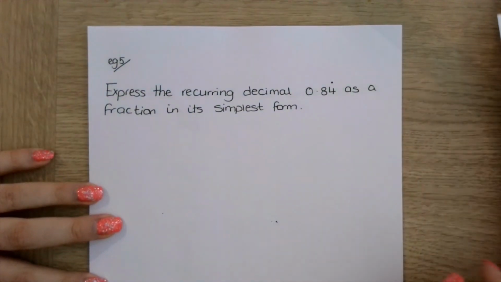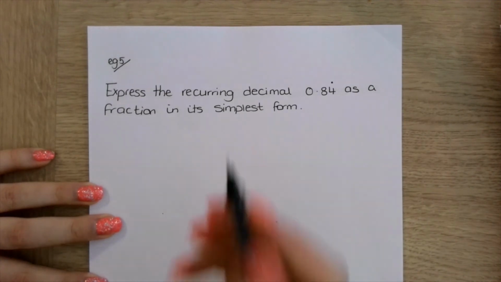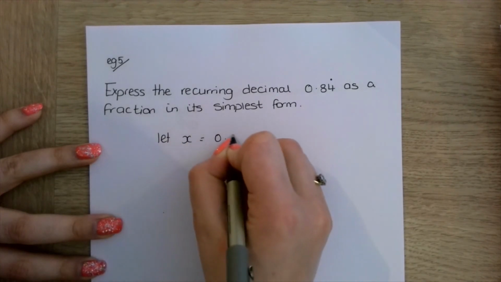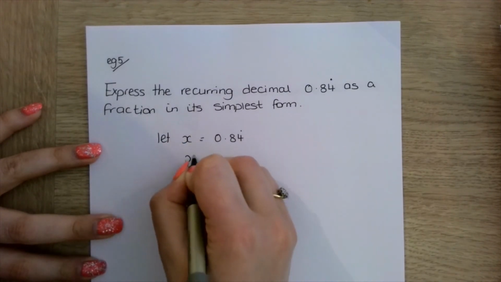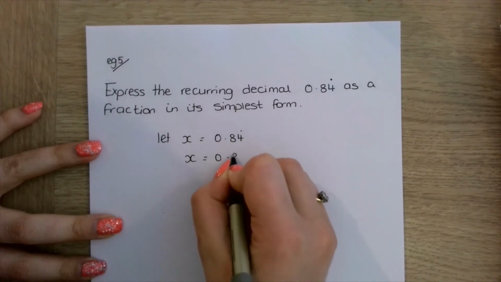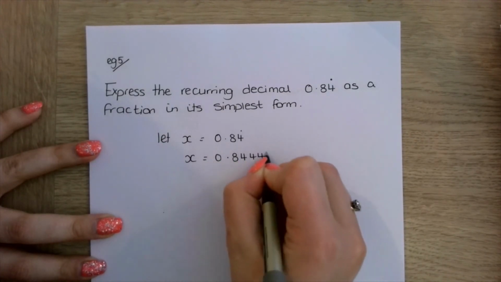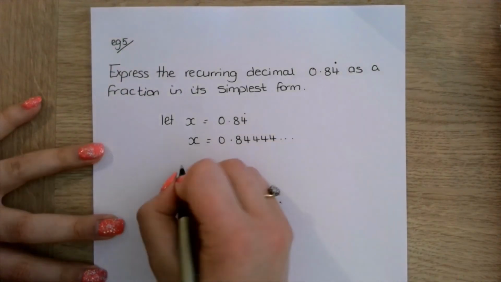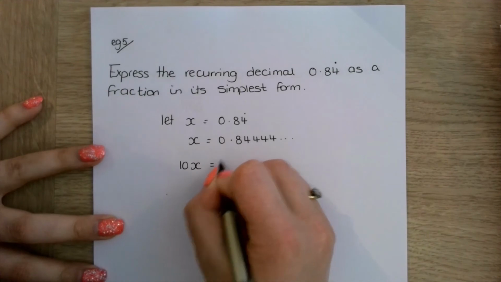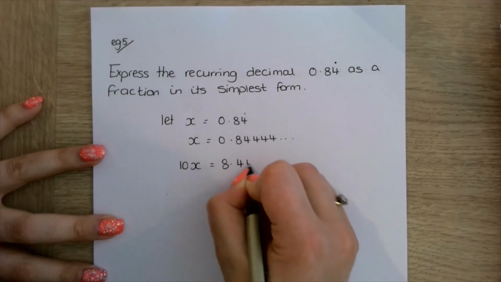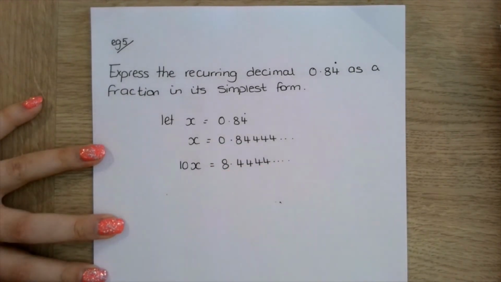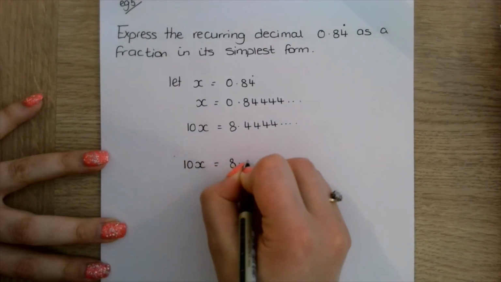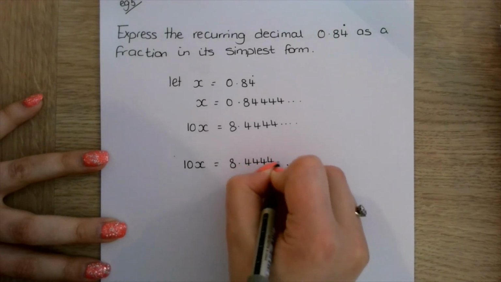Express the recurring decimal 0.84 recurring as a fraction in its simplest form. So let x equal 0.84 recurring. The 4 is the only number that is recurring, so I have got that there. Because I've got one number that's recurring, I multiply by 10. 10x is equal to 8.444, etc. By now I'm sure you know what I'm going to do. The large one subtract the small one.